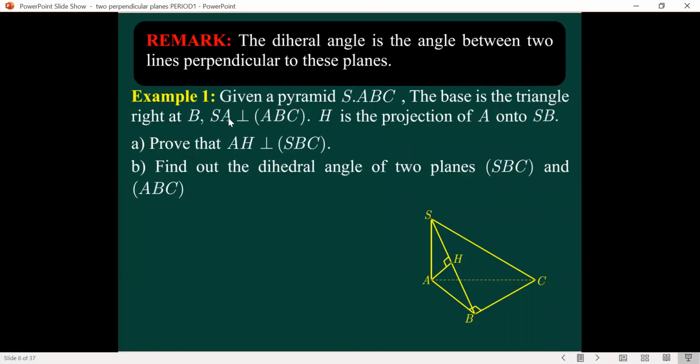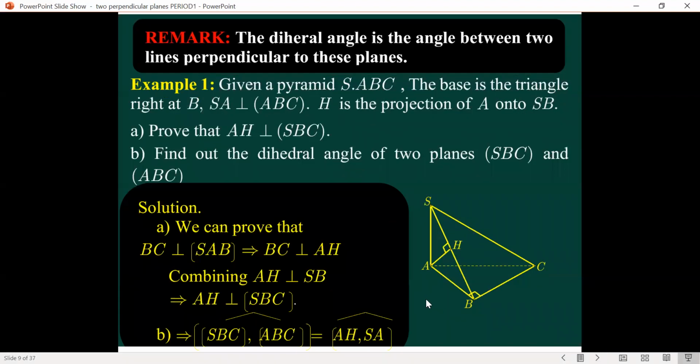Example 1. Given a pyramid SABC, the base is triangle ABC, SA is perpendicular to plane ABC. H is the projection of A onto SB. Question A. Prove that AH is perpendicular to plane SBC. Question B. Find the dihedral angle of the two planes SBC and ABC. I give you 2 minutes to do the exercise. After 2 minutes, you continue my lesson.